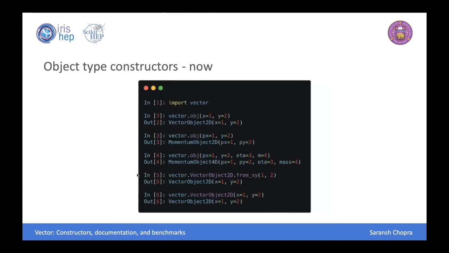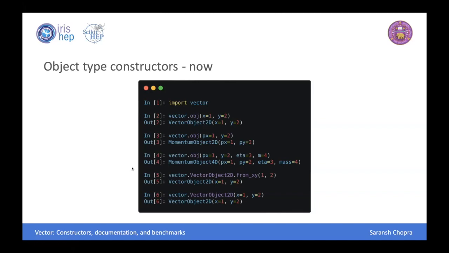This is how the object type constructors look now. If you're using a PyPI release, or if you're installing vector from pip, you would not see these constructors right now, as these are still available in a feature branch. So if you would install that particular feature branch, then you would be seeing these constructors. And we're trying to get those feature branches merged and get the major release of vector out.